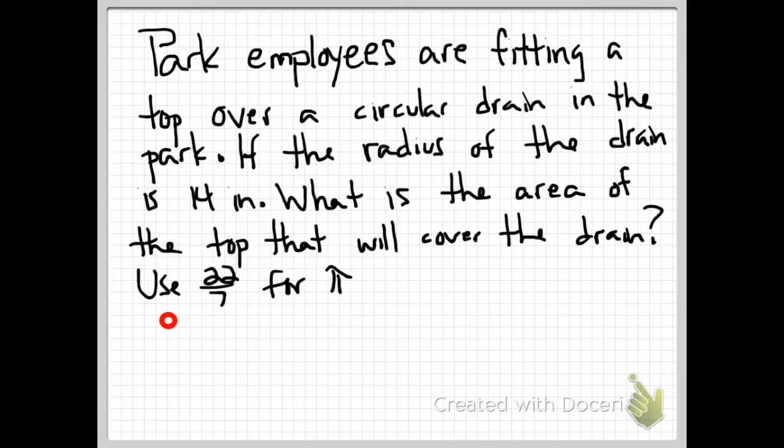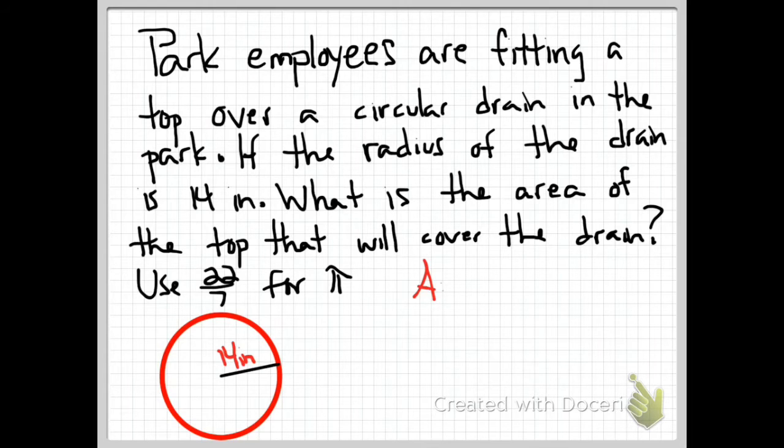So what we can do is draw this out. Obviously, it's going to be a circle. We have to decide if we're given the radius or the diameter. Well, we're given the radius once again. So we're looking at halfway across, and that radius is actually 14 inches. All right. So area is pi times radius squared, not just radius.